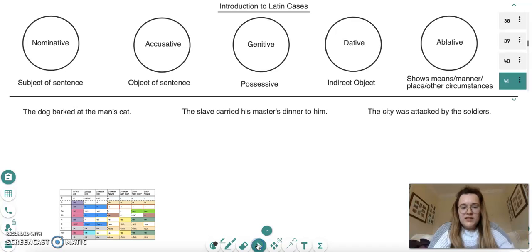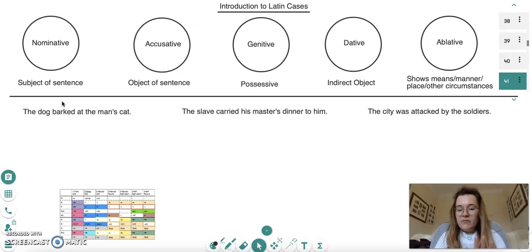Okay, so obviously Latin is an inflected language, which means that the endings of its words change depending on what that word is doing in the sentence. So if it's a verb, it's going to have different endings depending on its tense, number and other things. But for now, we'll focus on nouns. So nouns change depending on what case they are.